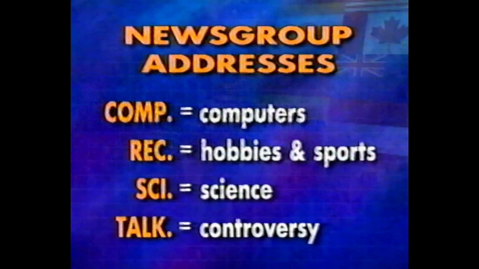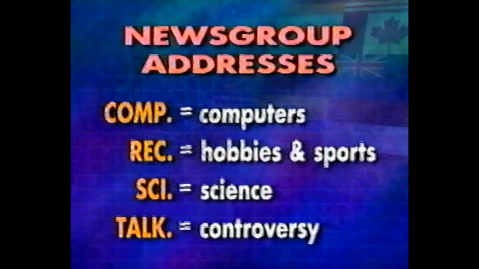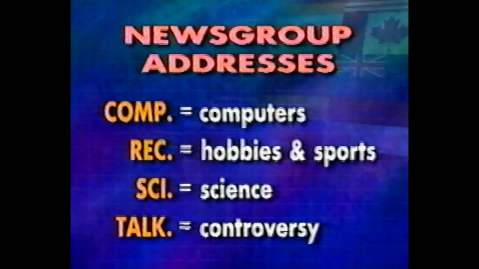We talked about URL and email addresses and how to read one to tell where a particular resource is located. Newsgroup addresses are read the same way, but the address does not give us a location, but rather a very specific topic. For example, an address that begins with comp would be a newsgroup that discusses computers. Rec, short for recreations, discusses hobbies and sports. Sci likes to discuss science. Talk is a no-holds-barred controversy group, and so on.